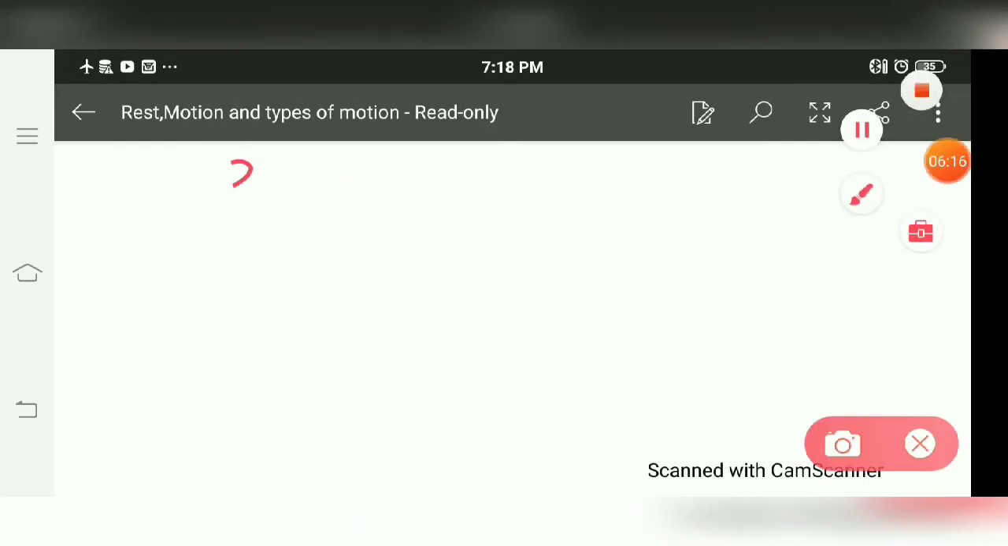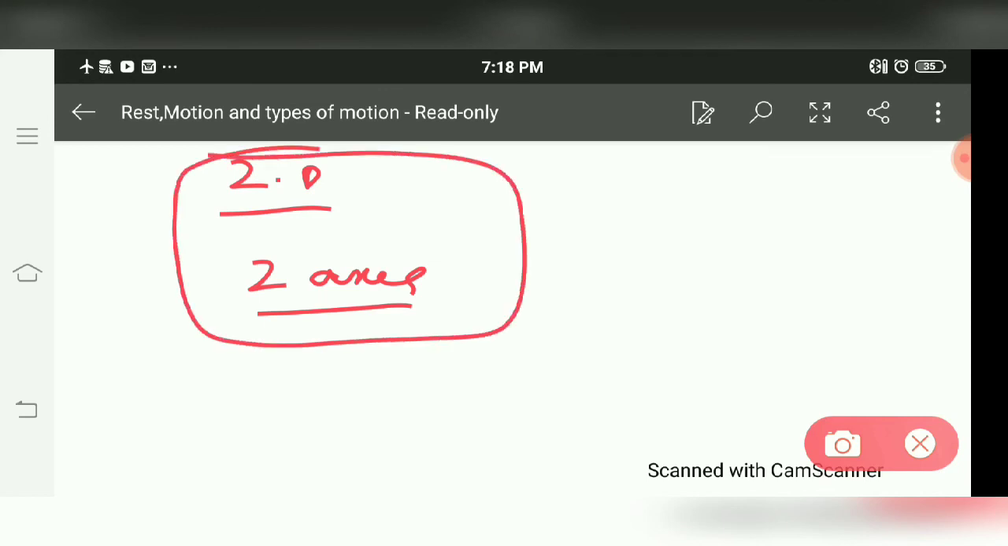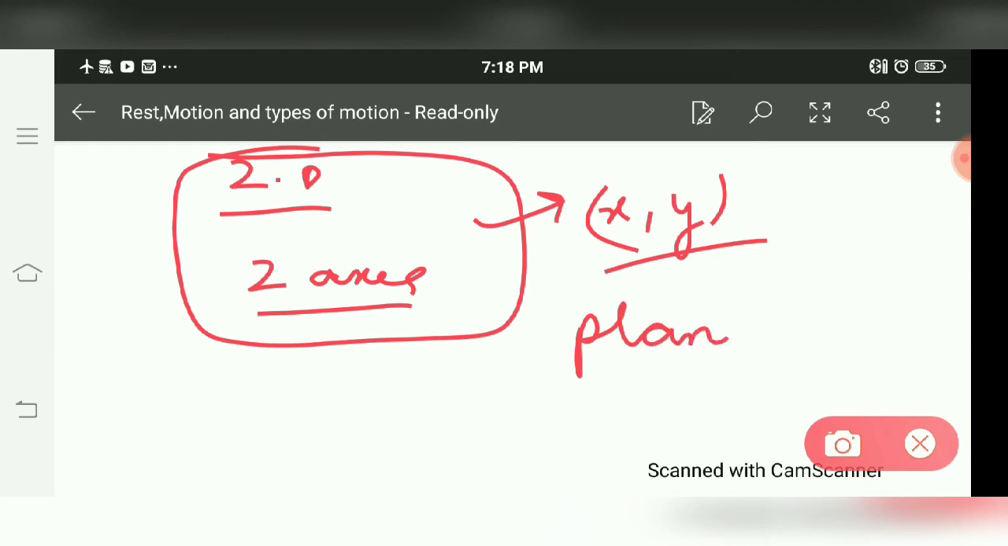2D motion: when two axes are required to define the motion, then it's a 2D motion. Suppose like I'm writing on this page or on the screen, it just requires two axes, say x and y. So it's 2D. So motion in a plane is an example of 2D.